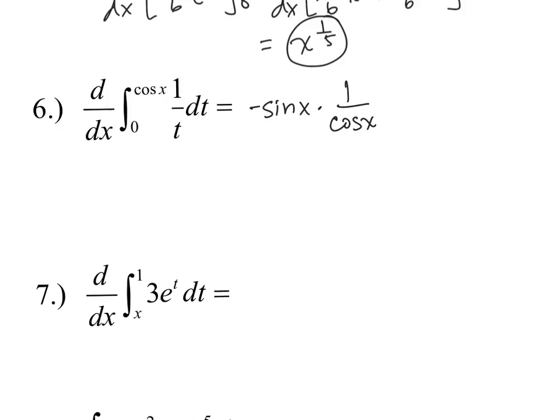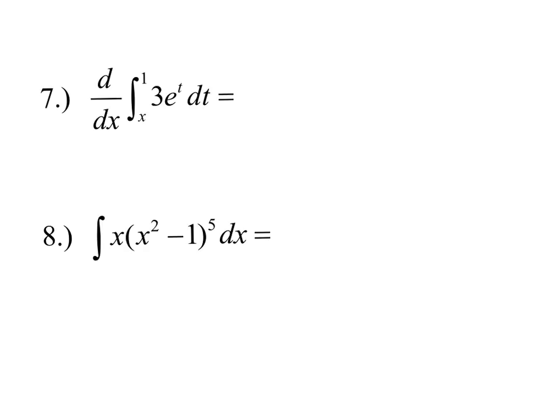Now, we can simplify this a little bit. A couple things we can do. Number 1, we could rewrite it as negative sine x over cosine x. And then don't forget your trig identities. If this were a multiple choice question, that might not be how you see the answer represented. It might be simplified or rewritten as negative tangent x. Remember, sine x divided by cosine x is tangent x.